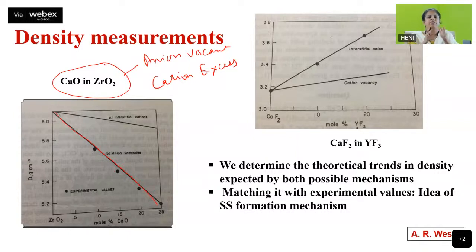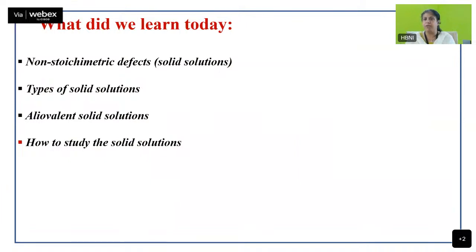So depending on the matching of experimental data with the data that you calculate, assuming one mechanism and the other mechanism, we can find out the mechanism of solid solution formation by density measurement. Similarly, this is CaF2 in YF3. Whether it will form interstitial anion or cation vacant solid solution can be determined by matching up of theoretical and experimental data. So we will finish our lecture today.